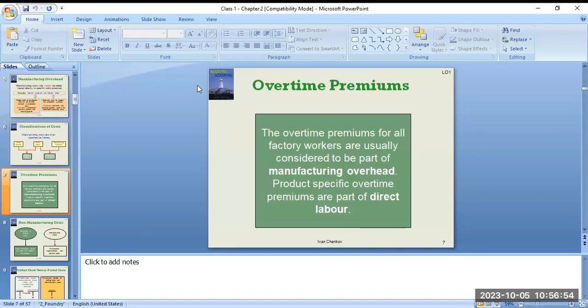What are we going to do with the overtime? Overtime, usually it will be treated as a manufacturing overhead.